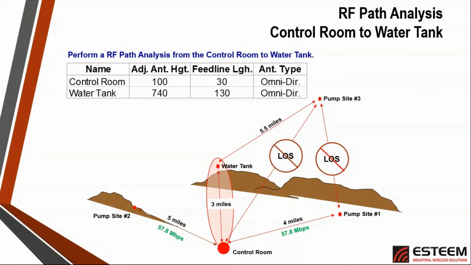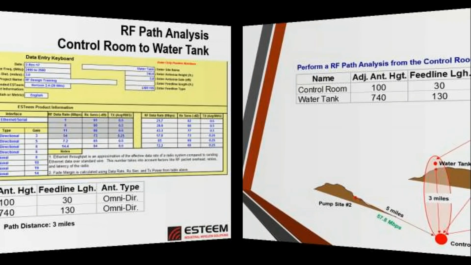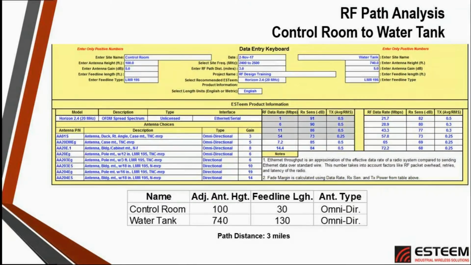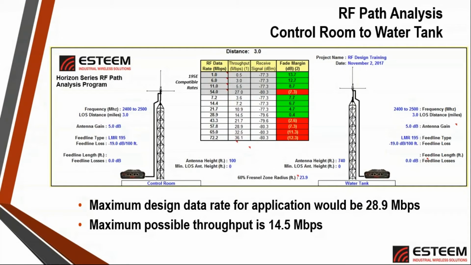We take another link. The only thing that changes between the control room and the water tank is that we no longer can use that high gain directional antenna because we have to have an omnidirectional at both of these sites. So we know that's going to affect our actual throughput. We enter that information again into our RF design keyboard. Then we come out and it will tell us that this particular link will run at 28.9 megabits per second, giving us a throughput of 14.5.